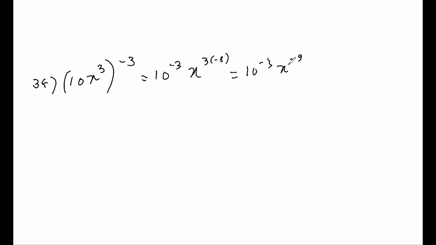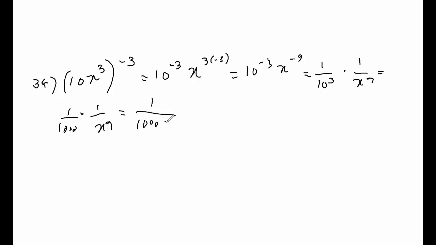But because these are negatives, that means I'll have to put 1 over 10 to the 3rd here times 1 over x to the 9 here. And 10 to the 3rd, well, that's 1 over 1,000 times 1 over x to the 9. And then I'll just put it together and write 1 over 1000x to the 9.